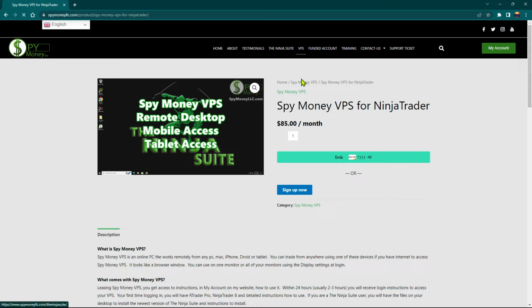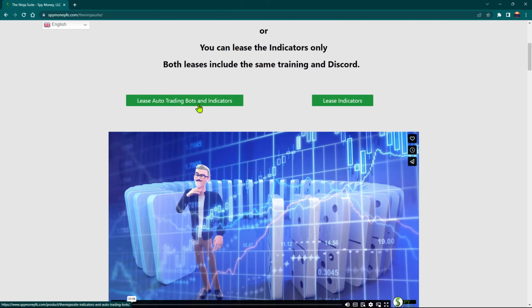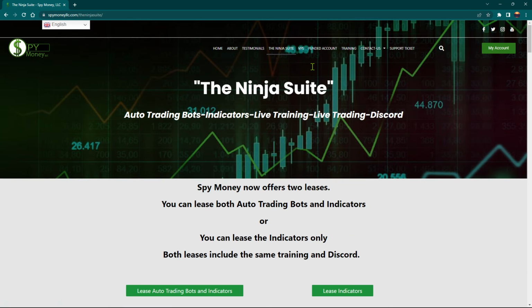And again, go back to the Ninja Suite, and when you click on that, you want to click on this one here to get the bots and indicators. You can do the indicators only, and you'll still get everything, the Discord and everything else, but you won't get the bots. The bots is the main thing, especially with the new one I have coming out. You're going to want the bot with it.